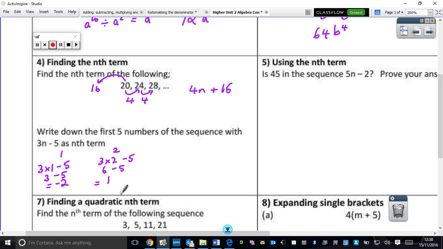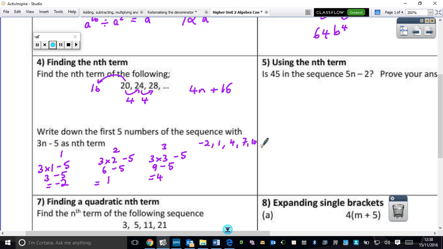At some point though, because it's a nice basic one, I'm just going to cheat, because I'll know what it's going up in. Okay, so at the moment, I've got minus 2 and 1. I'll do the third one, and then I'm going to cheat after this. So 3 times 3, take away 5. 3 times 3 is 9, take away 5, and that gives you 4. So I can see they're going up in 3s. I've got to do the first 5, so I'm just going to do the next 2.